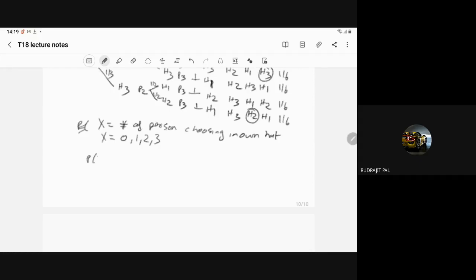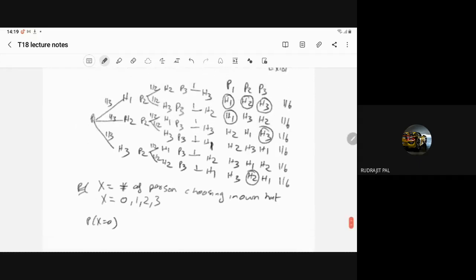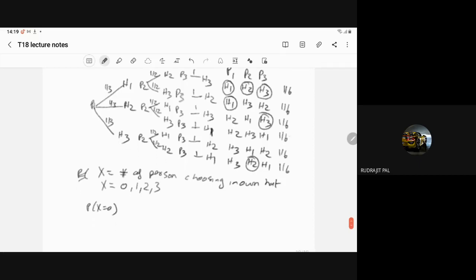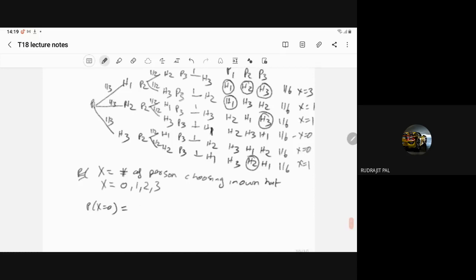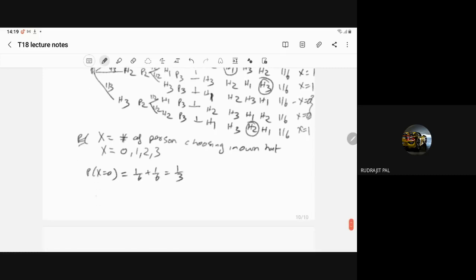So what is the probability for X equal to 0? Here you can say X is equal to 3. This is X equal to 1, this is X equal to 1, this is X equal to 0, this is X equal to 0, this is X equal to 1. So X equal to 0 means these two events. So total it will be 1 by 6 plus 1 by 6, so it will become 1 by 3.